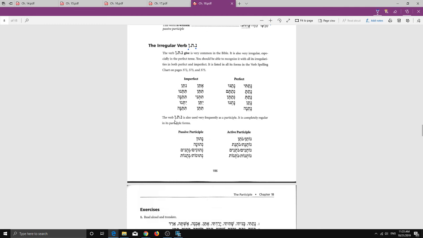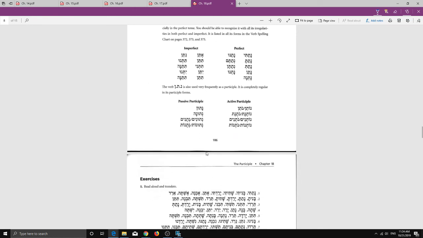Luckily though for us, as a participle, which natan is frequently used as, it's completely regular. So we have noten, notenet, notenim, notenot, natun, natuna, natunim, natunot. All of the nuns are there, nothing drops out, which is positive.